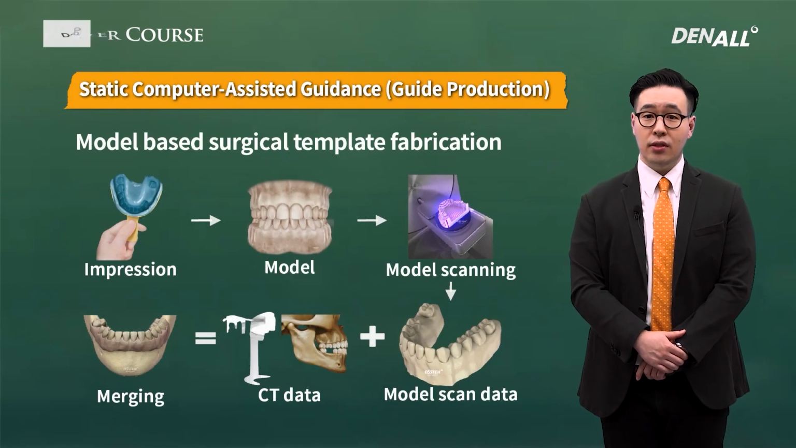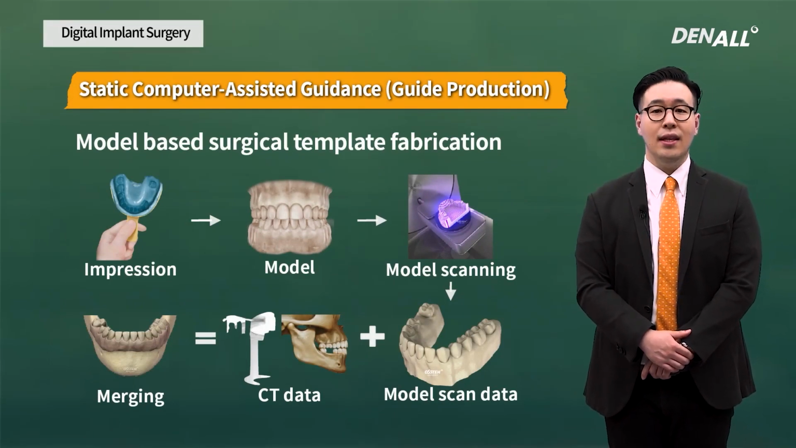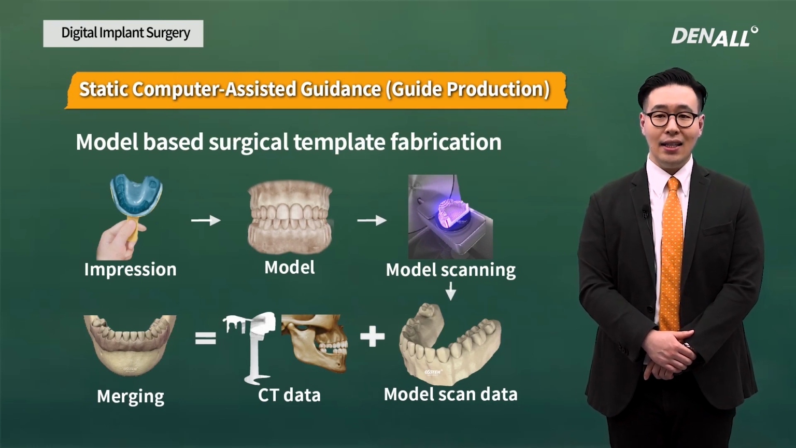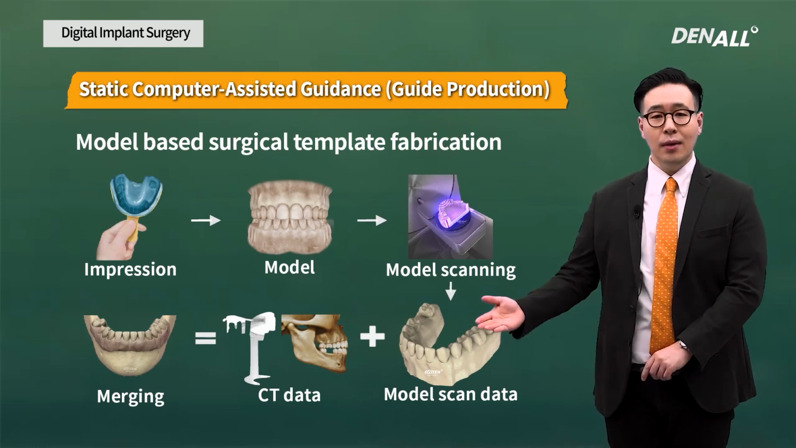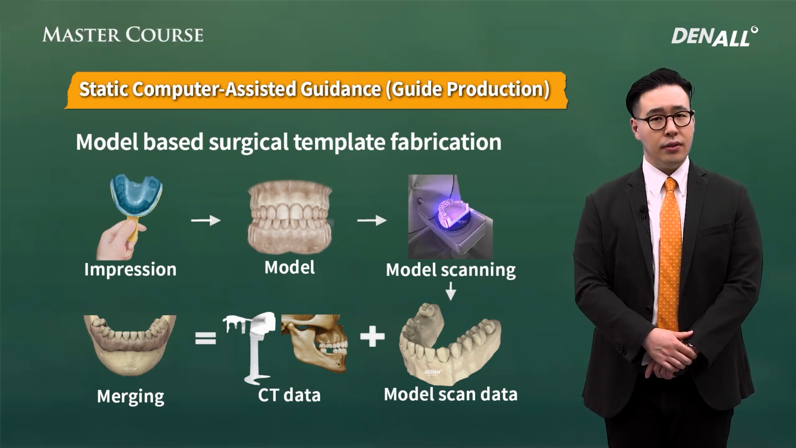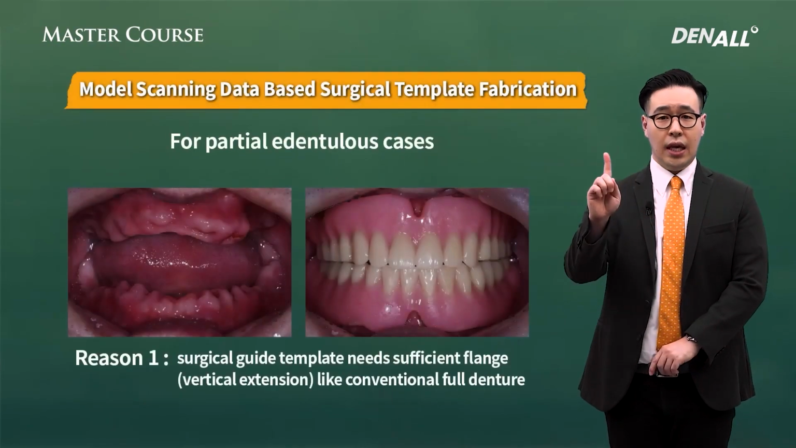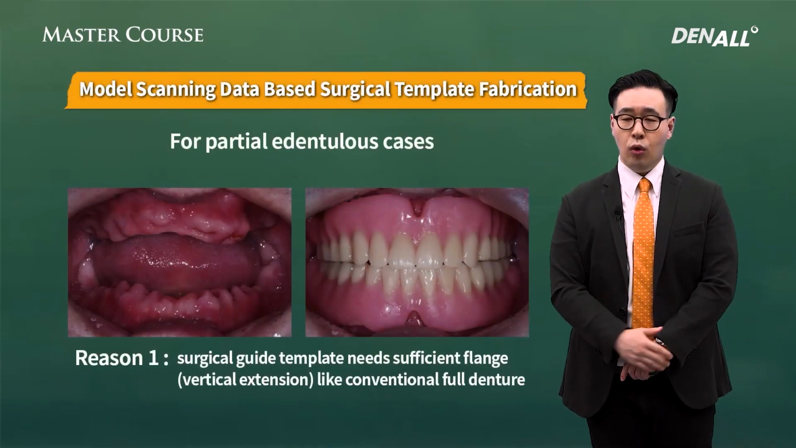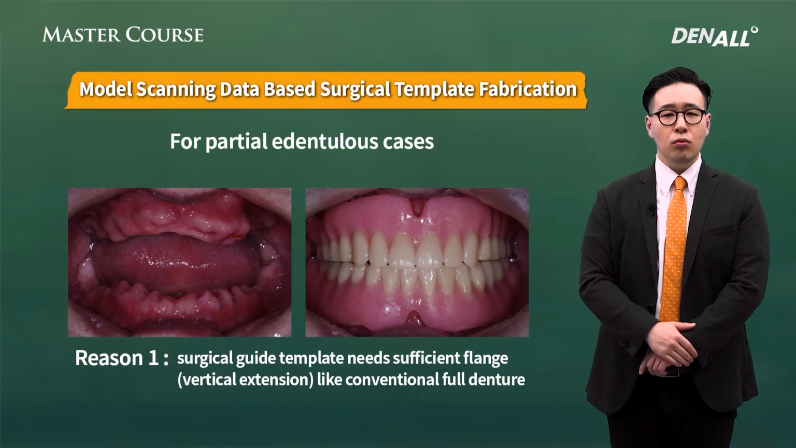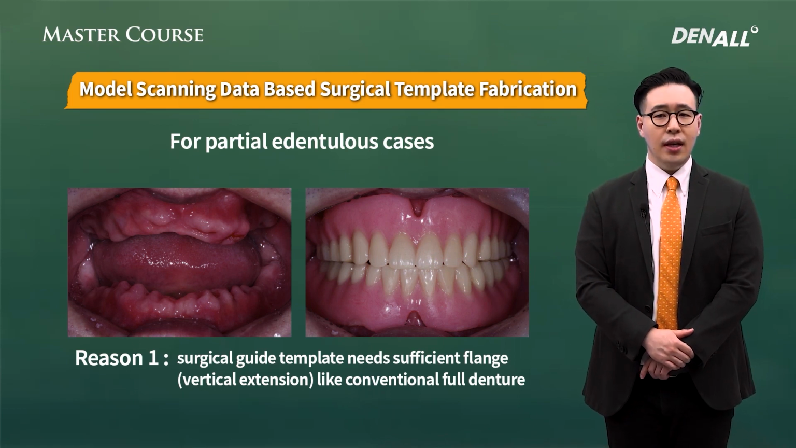If occlusion is unstable in the edentulous patient, to acquire surface data to make impression and interjaw relation, a model is made first and then scanned. In this respect, impression taking is preferred because in a surgical guide template, sufficient flange is helpful like a full denture. The sufficient flange increases the guide's retention and stability during drilling.